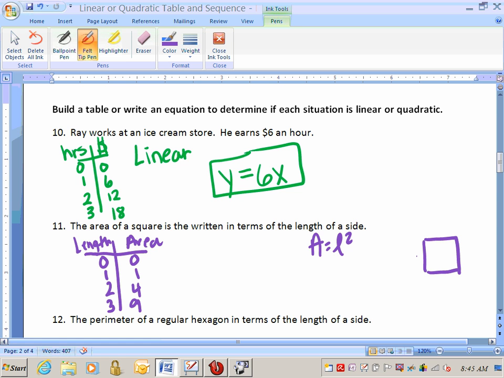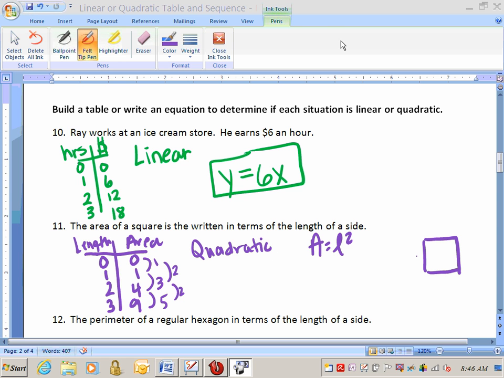Is this linear or quadratic? I'm going 1, 3, 5. The second differences are 2, 2. So this one must be quadratic. Find that equation. What is the equation? Y equals x squared. Isn't that a lot like this? Area was the y, right? Length was the x.